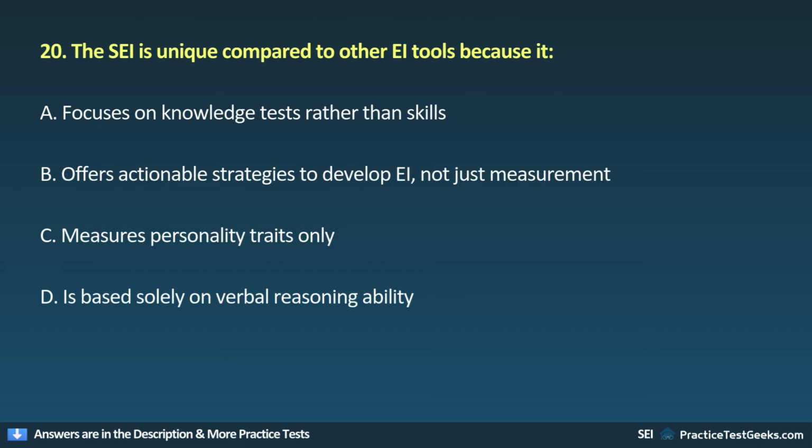20. The SEI is unique compared to other EI tools because it A. Focuses on knowledge tests rather than skills. B. Offers actionable strategies to develop EI, not just measurement. C. Measures personality traits only. D. Is based solely on verbal reasoning ability.